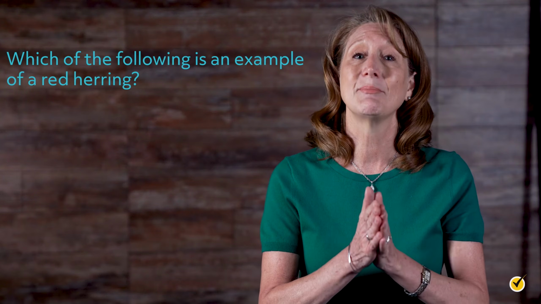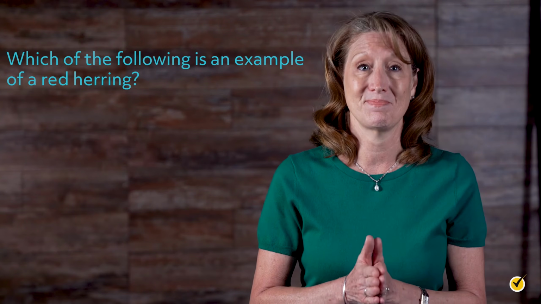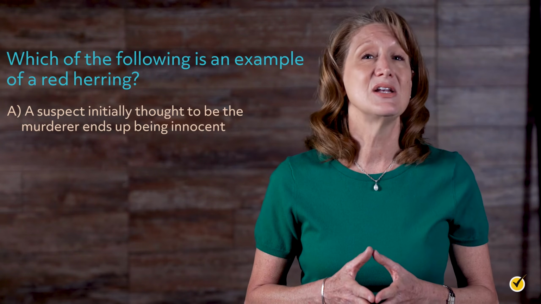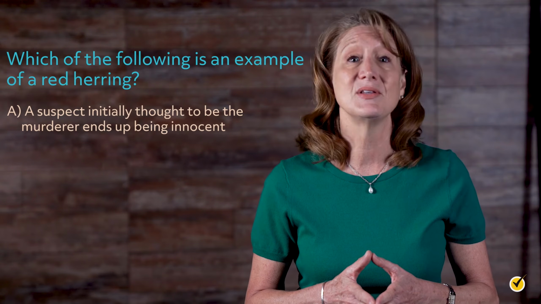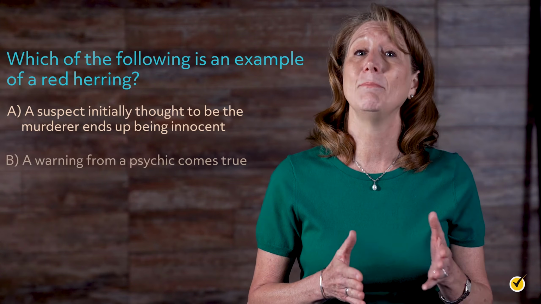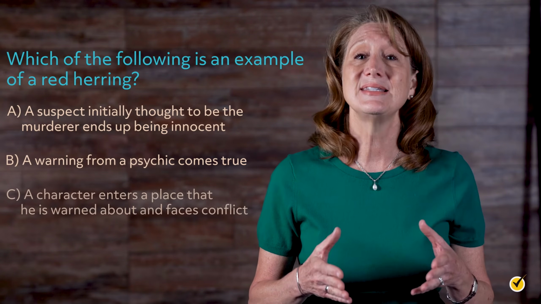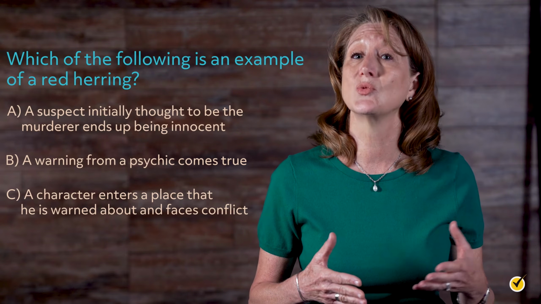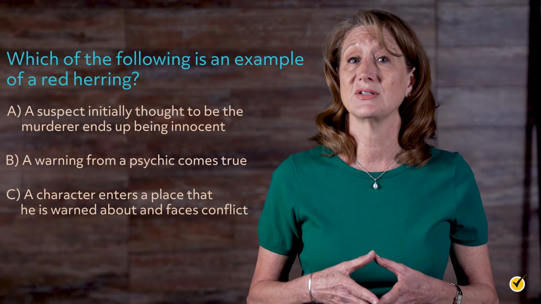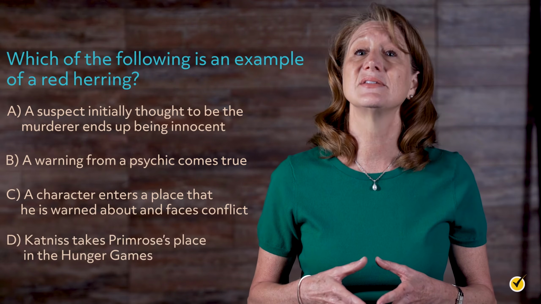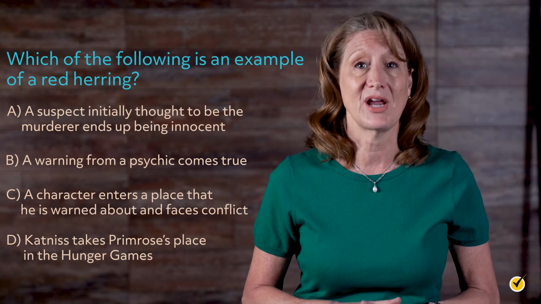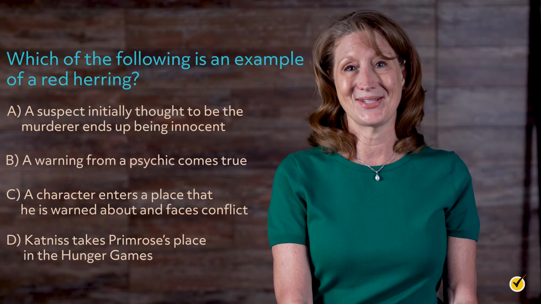Now, before we go, here's a review question to test your knowledge. Which of the following is an example of a red herring? A, a suspect initially thought to be the murderer ends up being innocent. B, a warning from a psychic comes true. C, a character enters a place that he is warned about and faces conflict. Or D, Katniss takes Primrose's place in the Hunger Games. The correct answer is A.